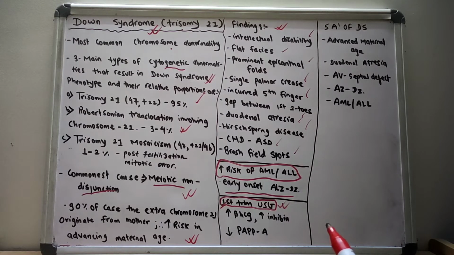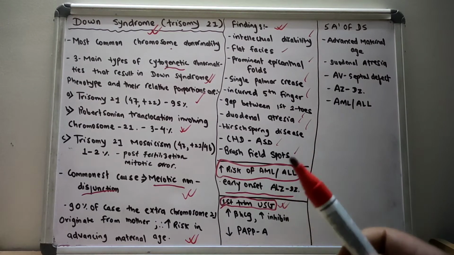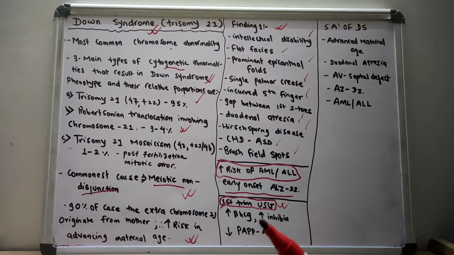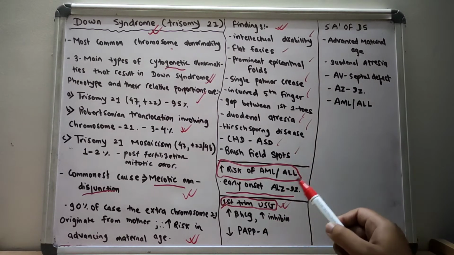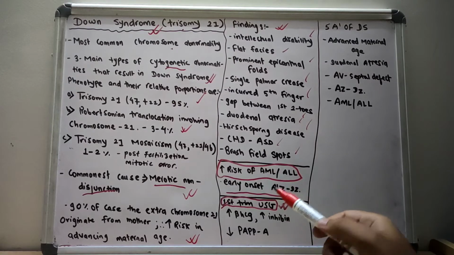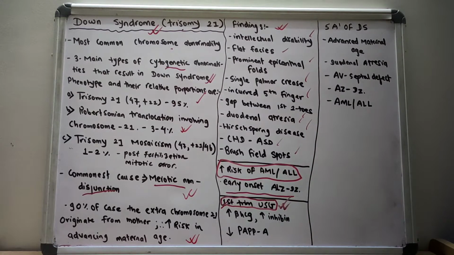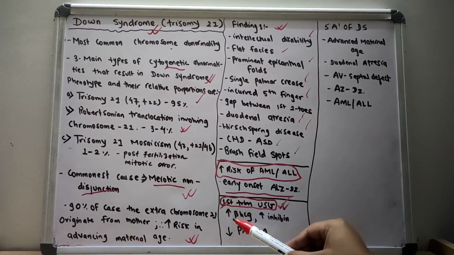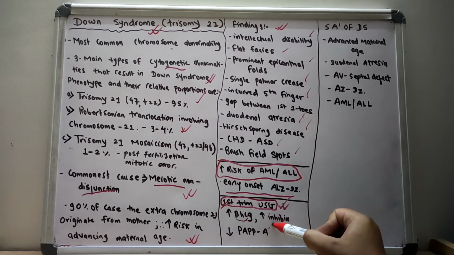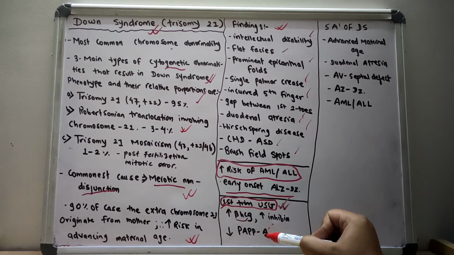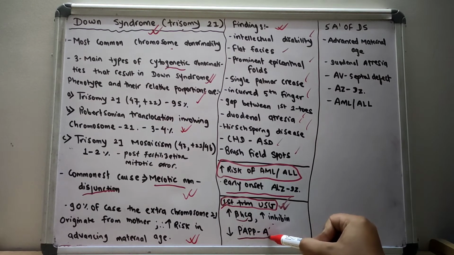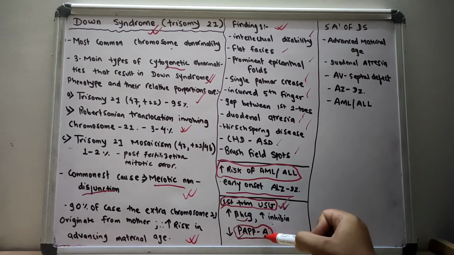In Down syndrome, on the USG in the first trimester, we can see increased nuchal translucency and hypoplastic nasal bone. And the other markers of Down syndrome: in the first trimester, the beta HCG level is increased, the level of inhibin is also increased, and the level of pregnancy associated plasma protein is decreased.